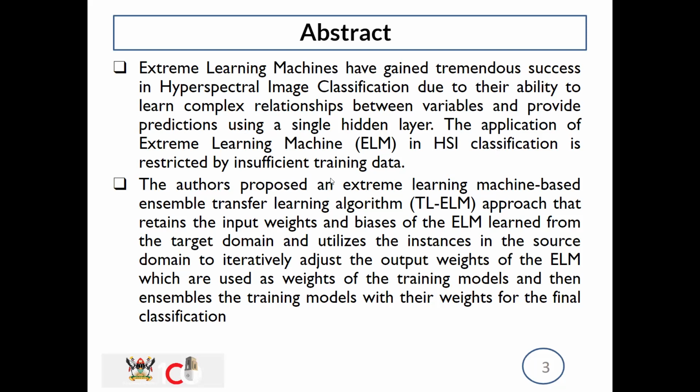So the authors proposed an extreme learning machine-based ensemble transfer learning algorithm, the TL-ELM approach, that retains the input weights and biases of the ELM learned from the target domain, and utilizes the useful instances, or the knowledge it has learned from the source domain, to iteratively adjust the output weights of the ELM. These output weights are used to train the models, and then these trained models are ensembled with their weights for the final classification, as you are going to see.